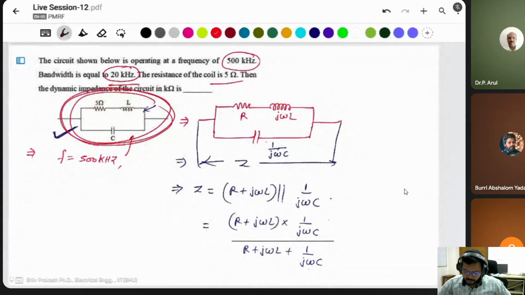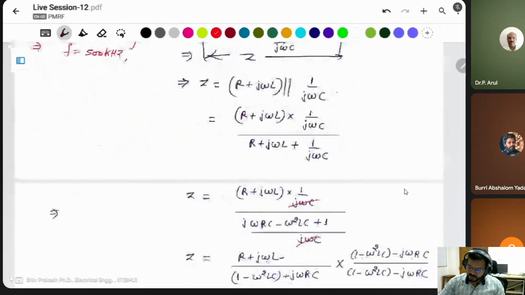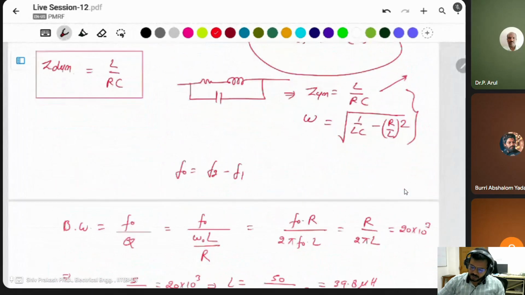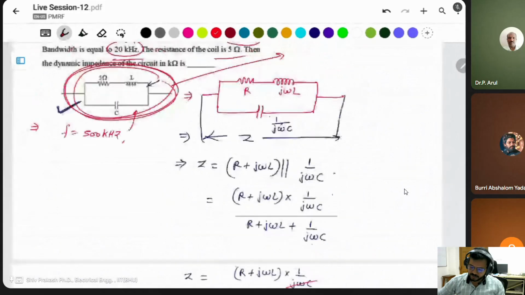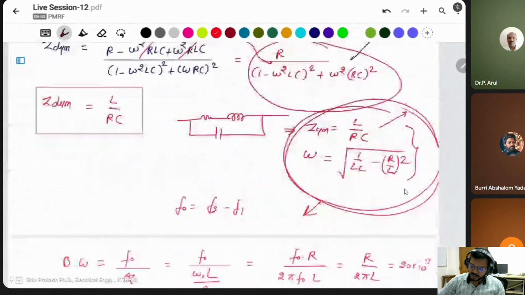Okay, no problem. But I think in the question, they will not ask all of these things. It may provide some values, and only one or two values are to be found, not all of them. This is a simple sample question, which is why I'm starting from zero. If you know the formula, simply use the formula for frequency and dynamic impedance and start from there. Then there is no need for all of this; it is only for understanding.